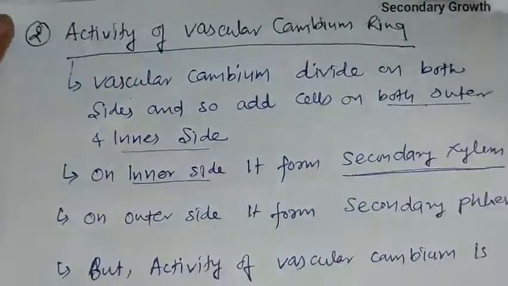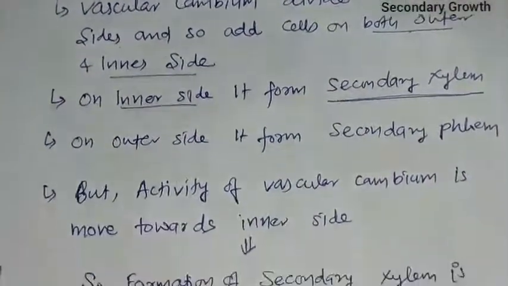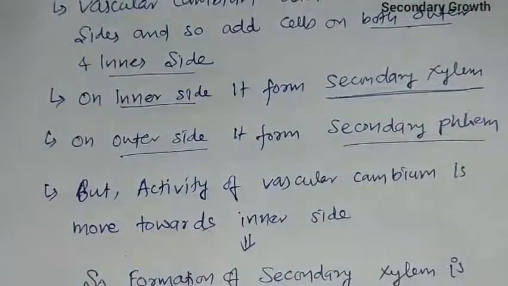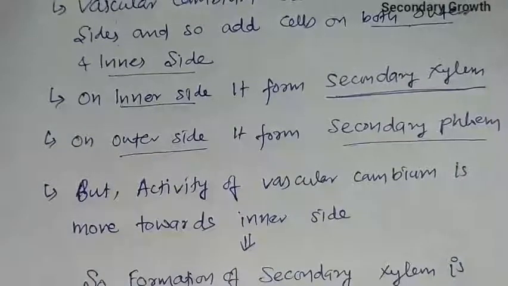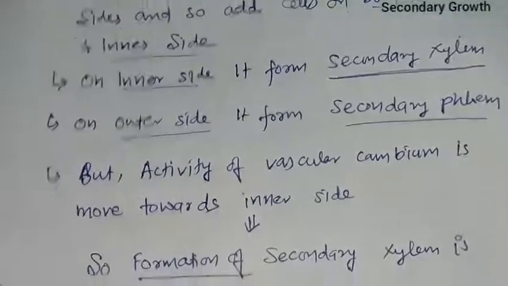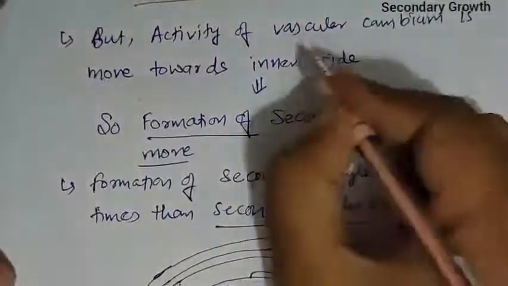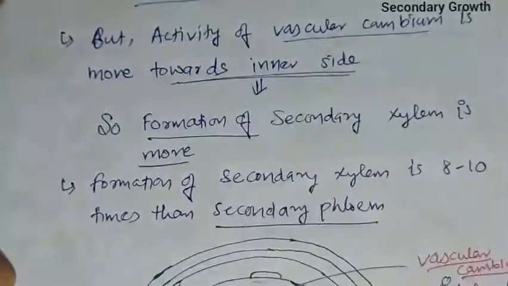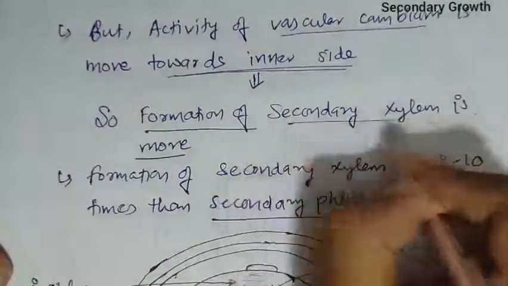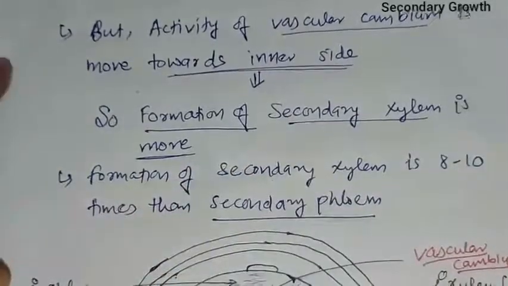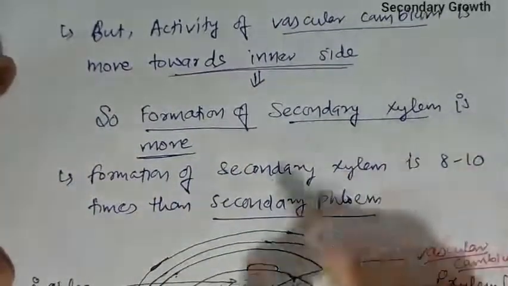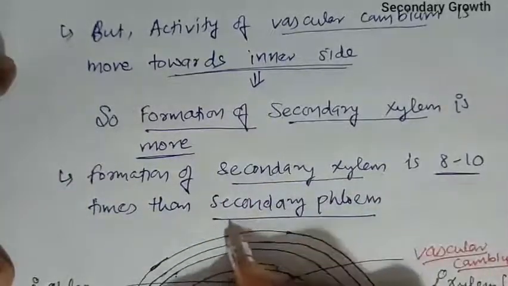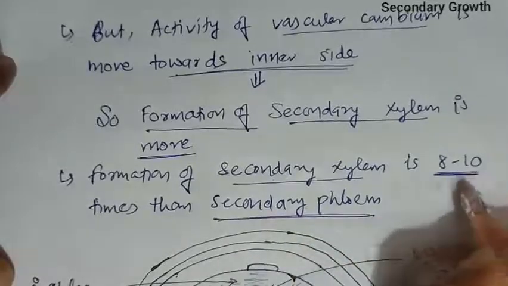Remember, on the inner side the vascular cambium forms secondary xylem, whereas on the outer side it forms secondary phloem. So on the outer side of the vascular cambium you will find secondary phloem, and on the inner side you will find secondary xylem. But the activity of the vascular cambium is more towards the inner side or center. So the formation of secondary xylem is more compared to the secondary phloem. Formation of secondary xylem is 8 to 10 times greater than the secondary phloem. How much? 8 to 10 times.